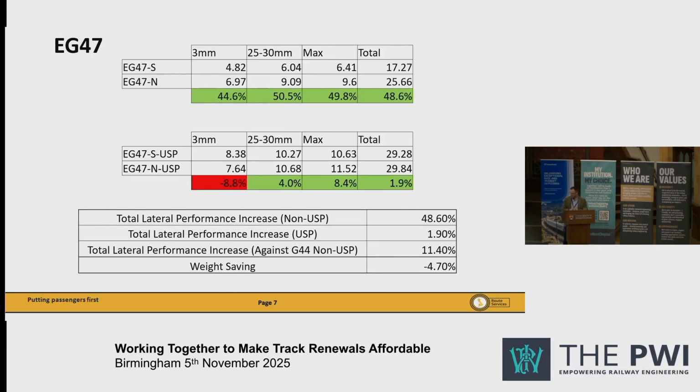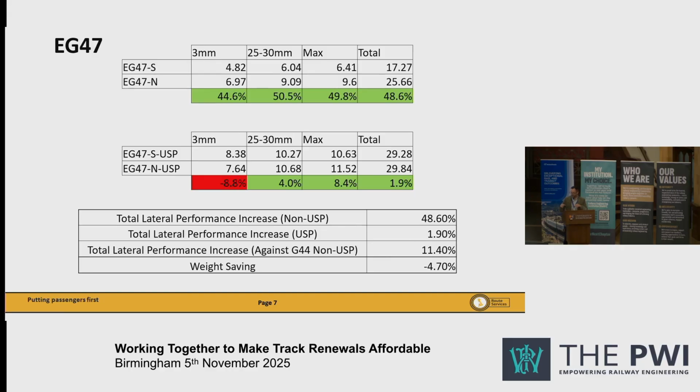Results were a 48%, 49% increase in lateral resistance for the new shape. So it's massively improved, way beyond the G44 now. Similar to a G44, just below a G44 with a USP, but it just goes to show that by changing the shape, we've got somewhere really positive.